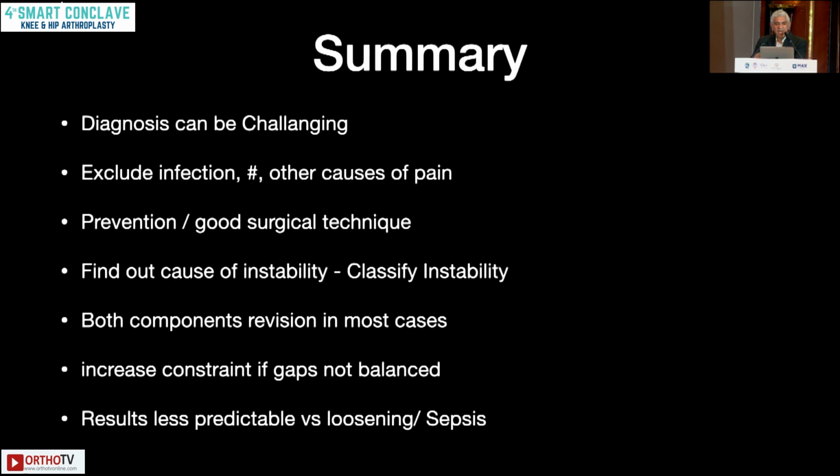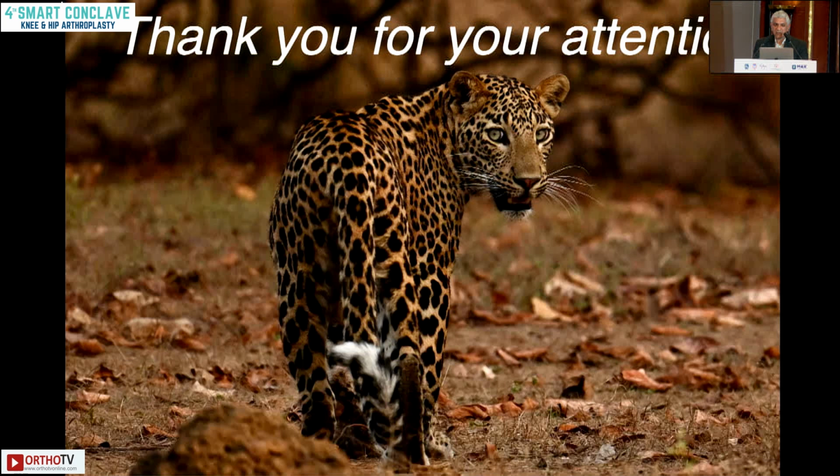The diagnosis can be challenging. One should first exclude infection or other causes of pain. Prevention is always best. Good surgical technique. Find out the cause of instability, classify it, and then correct it. Both the components should be revised in most cases. This gives the best result. You increase the constraint if the gaps are not balanced, and results are less predictable in this kind of revision than loosening and sepsis. Thank you.